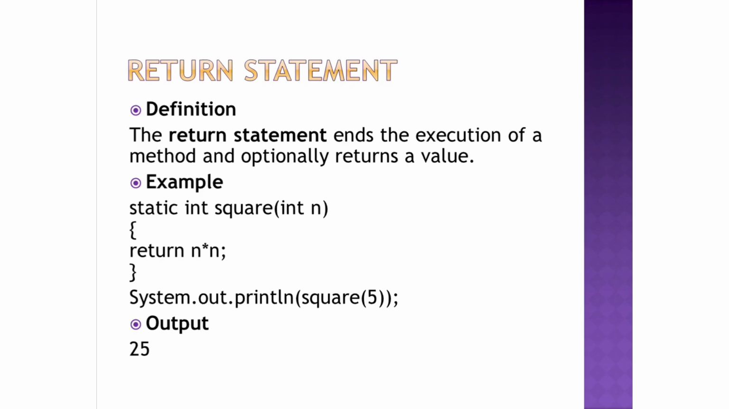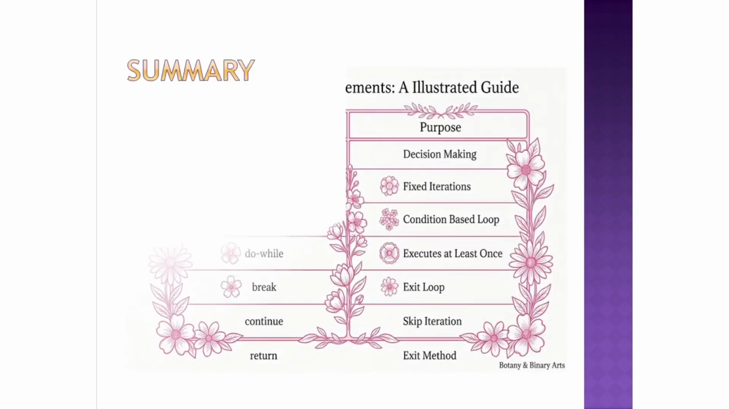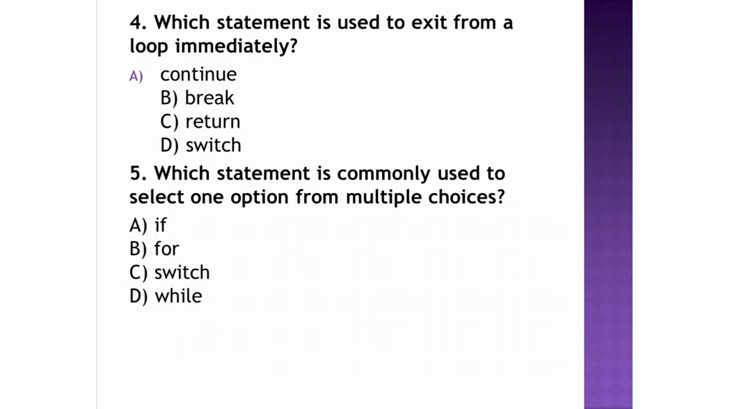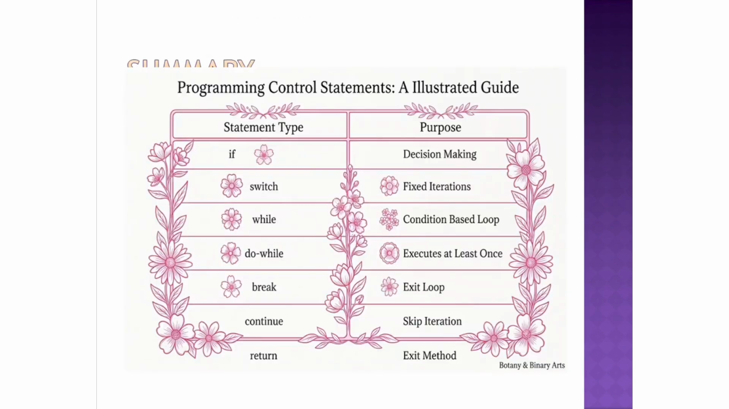Summary. So let's quickly revise everything we have learned in today's class. We started with control flow, which decides the order in which a program executes. Then we studied selection statements, including if-else, else-if ladder, nested if and switch, which help a program make decisions. Next, we learned iteration statements such as the for loop, while loop, do-while loop, and enhanced for loop. Finally, we discussed jump statements, including break, continue, and return, which change the normal flow.